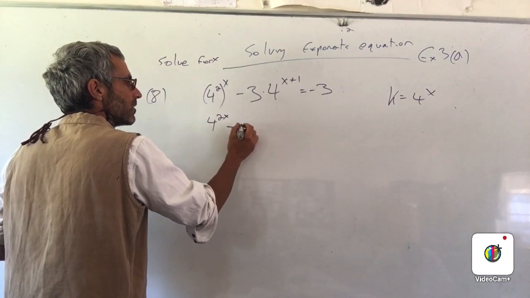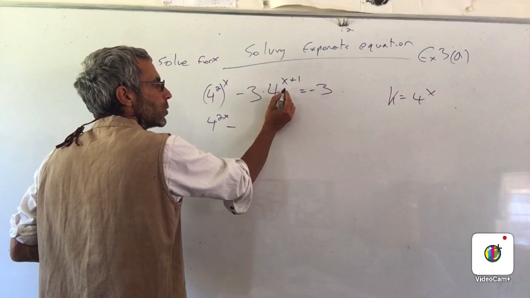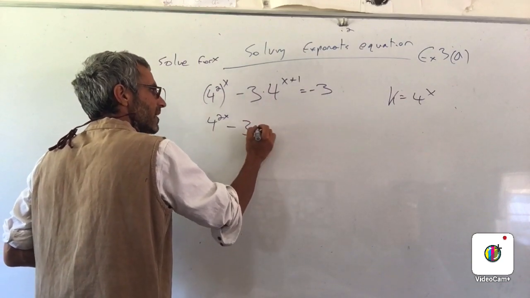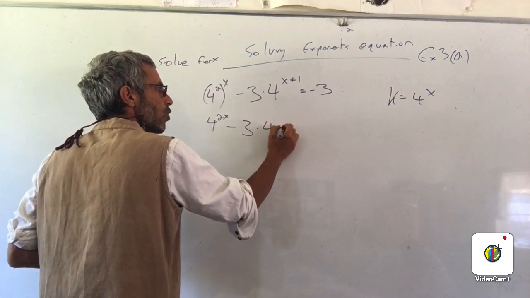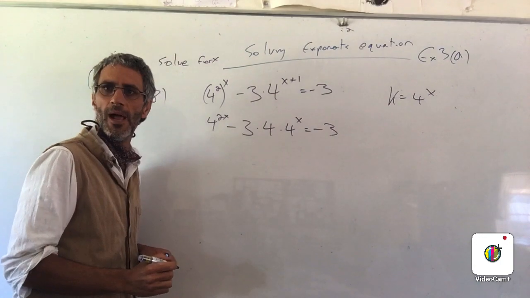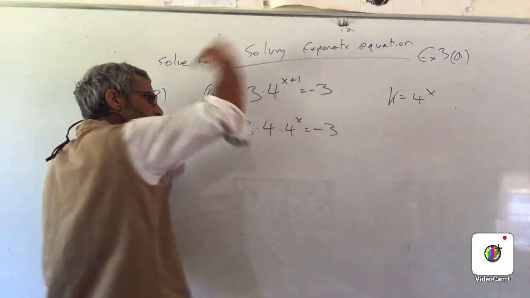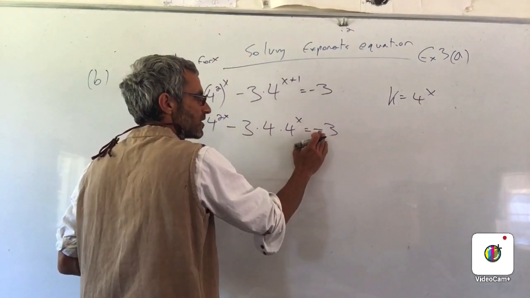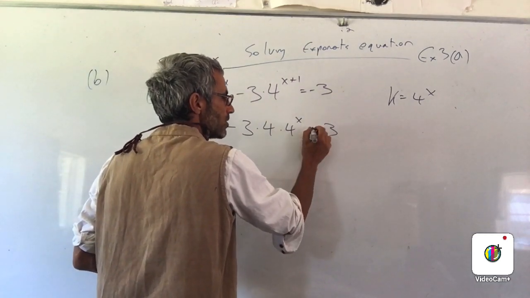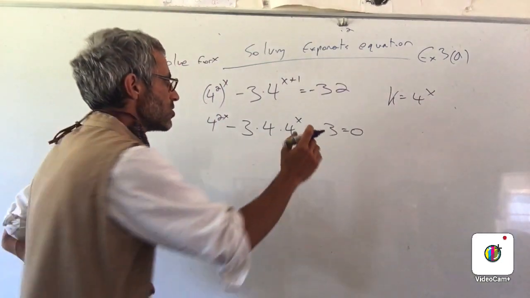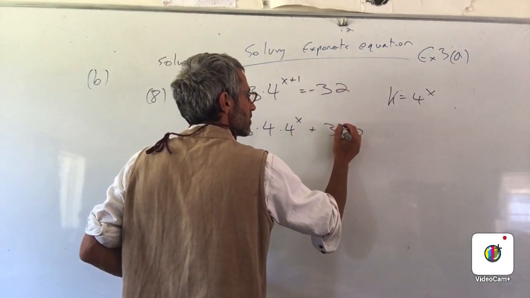Now, the problem here is that I also don't have exactly 4 to the power x. So what did we do last time? We do the same again: minus 3 times 4 times 4 to the power of x equals minus 32. Are we happy with that? I know I need to move everything to the left, because it's going to be a quadratic equation. So we're going to do plus 32 equals 0. That was minus 32, not minus 3.